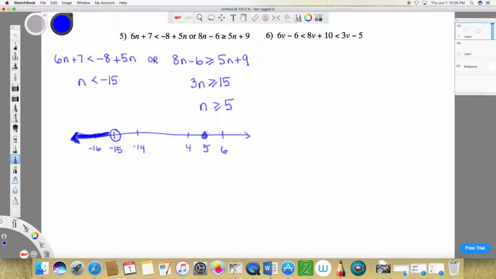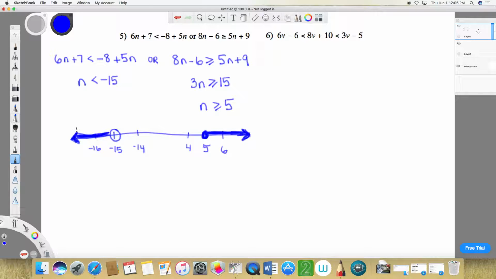Here, I want to include 5 in the solution set because it's not a strict inequality. It's greater than or equal to. So we include 5 by indicating a solid dot on our graph of the number line, and we shade to the right. They want us to express our final answer using interval notation.